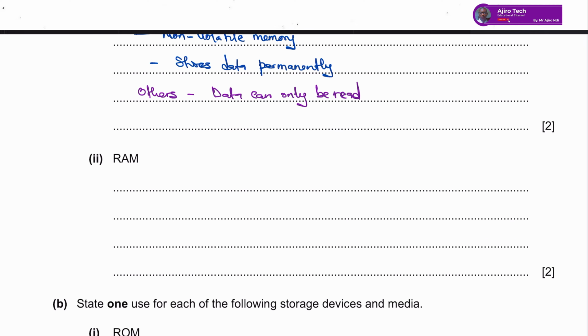How about the RAM, which is the random access memory? It simply means that data are temporarily stored when running applications. These memories can be written to and read from. Its contents are lost when power to the computer is turned off, and this is why it is seen as a volatile or temporary memory.